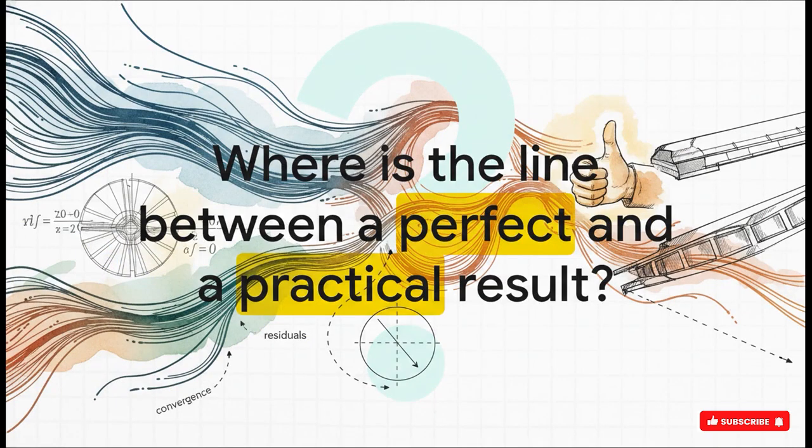And that leaves us with this final thought, doesn't it? In this whole complex world of simulation, the computer can tell us the error, but it can't tell us when to stop. It's the engineer who has to decide where that line is between perfect and practical. It's a fascinating dance between pure computation and ultimately human judgment.